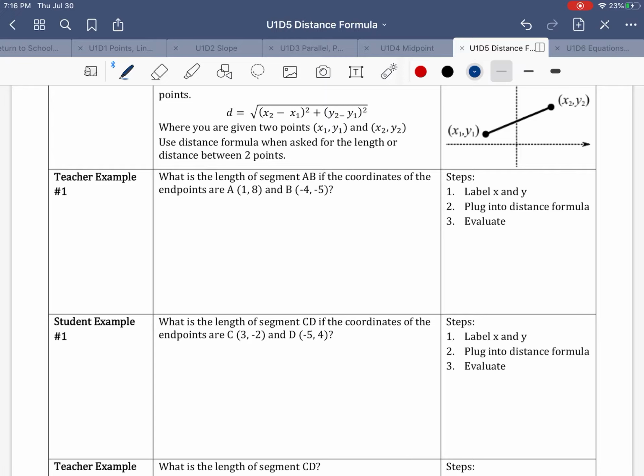So right here, what is the length of segment AB if the coordinates of the endpoints are A at (1, 8) and B at (-4, -5)? We know A is going to be x1, y1, and B is x2, y2. And I'm going to write out our distance formula.